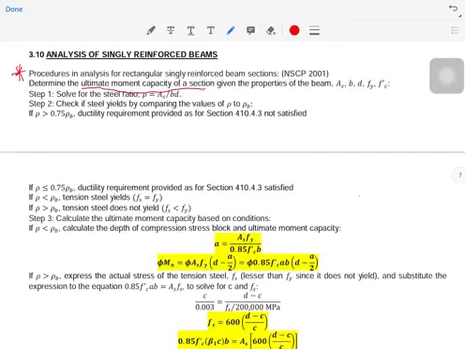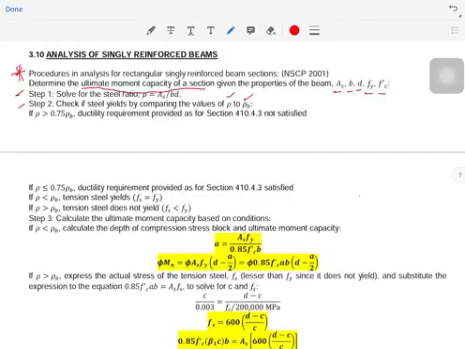That is given the properties of the beam, which are the As, the b, the d, fy, and the f'c. For the first procedure, we are tasked to solve for the steel ratio, rho, which is equal to As over bd. Then step 2, we check if the steel yields by comparing the value of rho and rho balance.